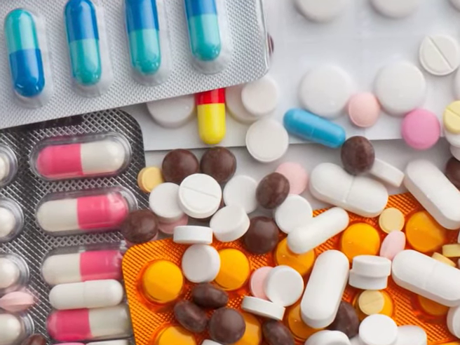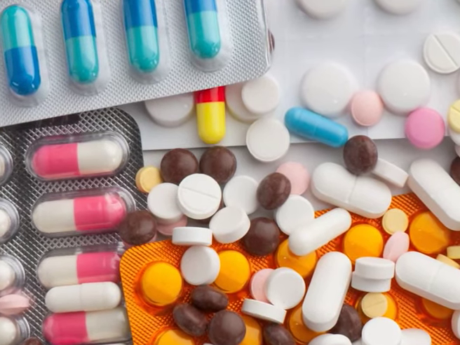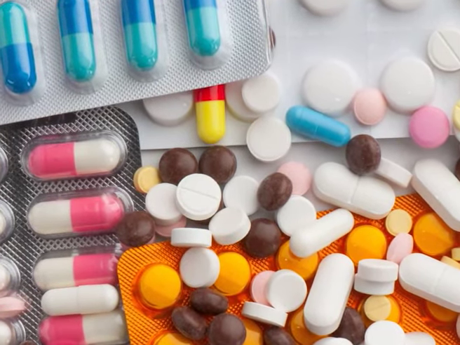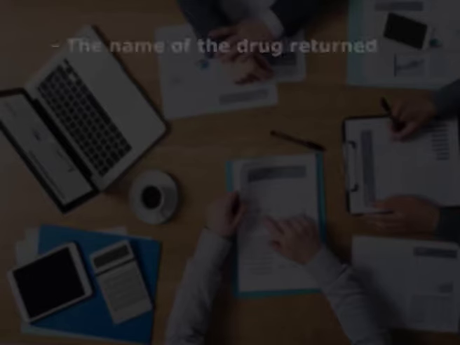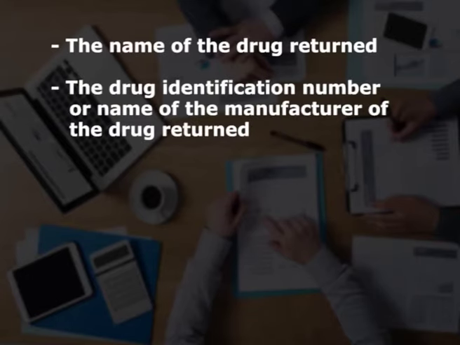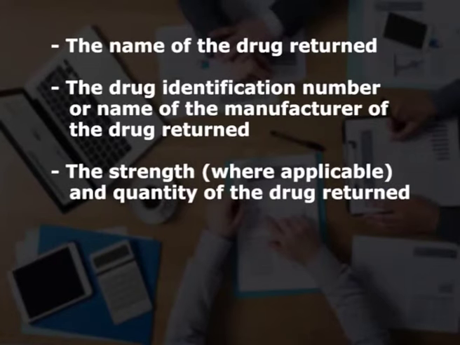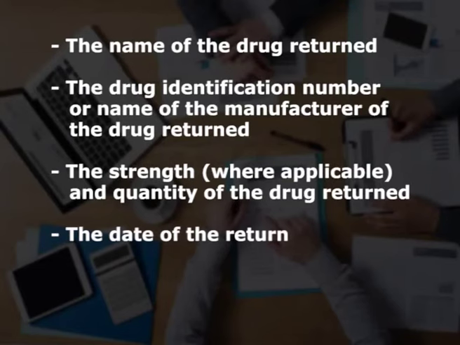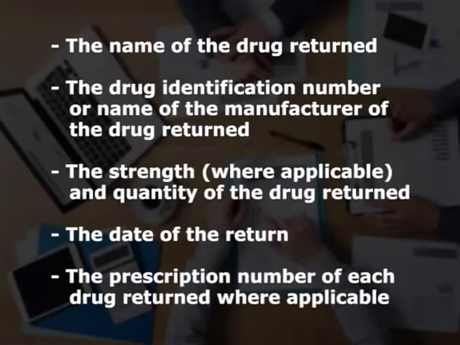Where a drug is returned to inventory, the acquisition record must include the following: the name of the drug returned, the drug identification number or name of the manufacturer of the drug returned, the strength where applicable and quantity of drug returned, the date of the return, and the prescription number of each drug returned where applicable.